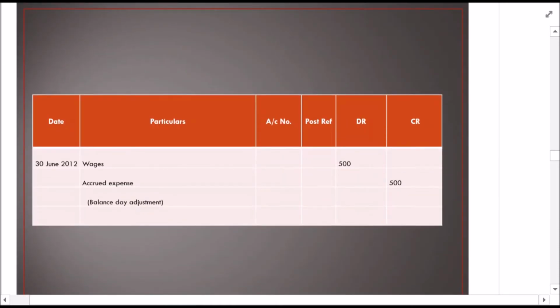So the wages account, as I said, will be debited. To credit the account, we're going to credit for liability, and the liability would be the accrued expense. As I said, it's a liability, so we're crediting that account. So the liability account will roll over in the next financial year. The expense account will be closed off.